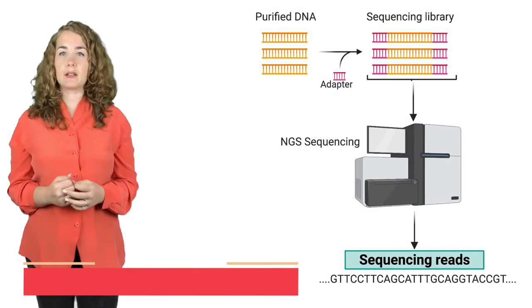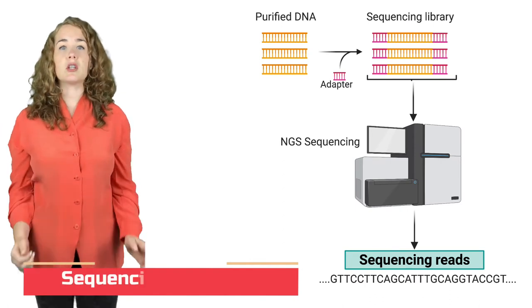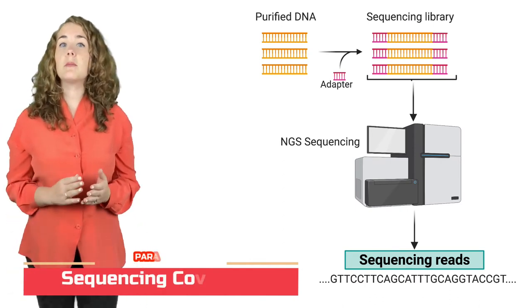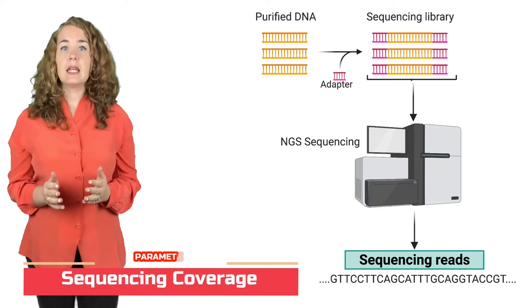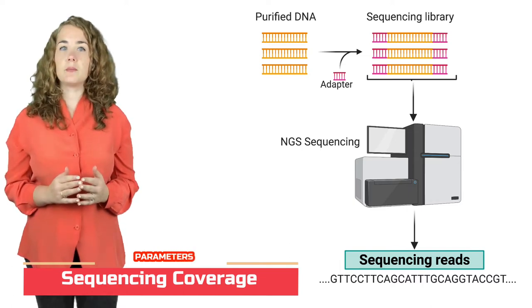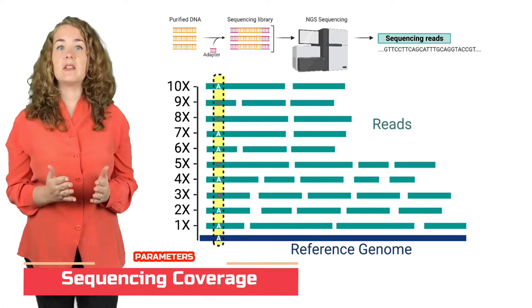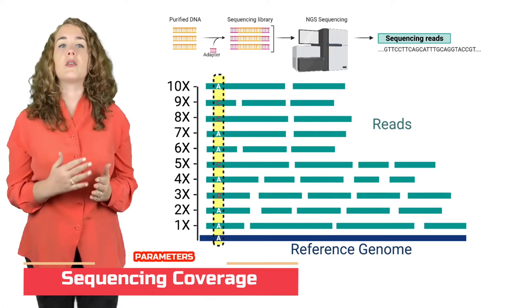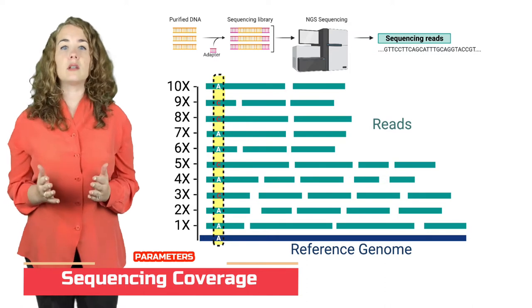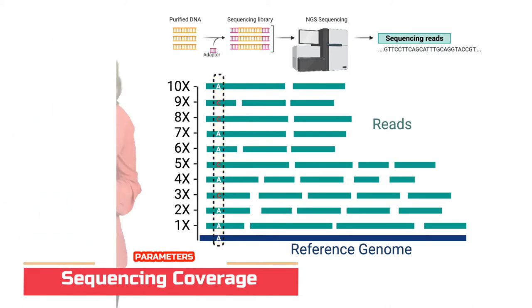After a biological specimen has been properly prepared, a next-generation sequencing machine can generate fragments of DNA sequence that we call sequencing reads. The number of times a reference base of the genome is represented within a set of sequencing reads is called sequencing coverage.